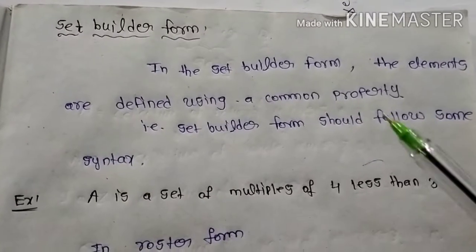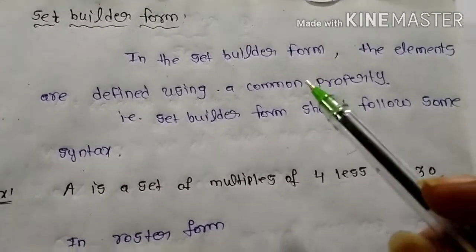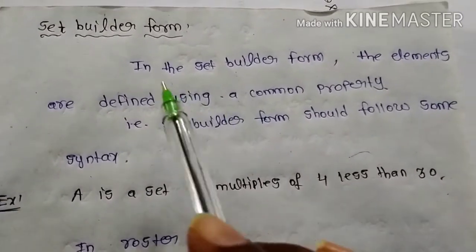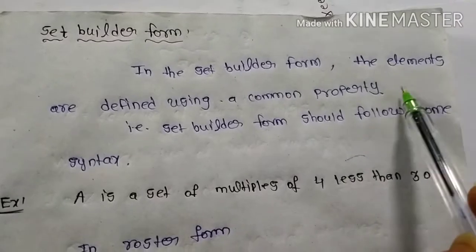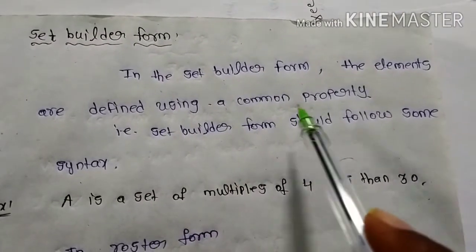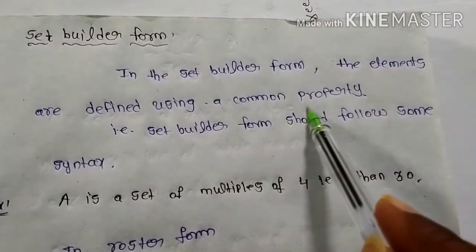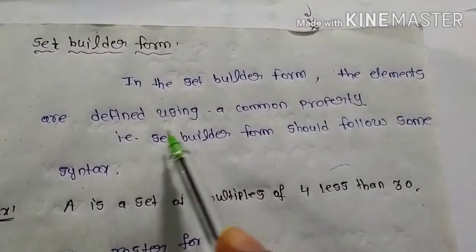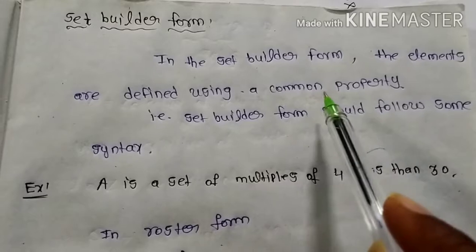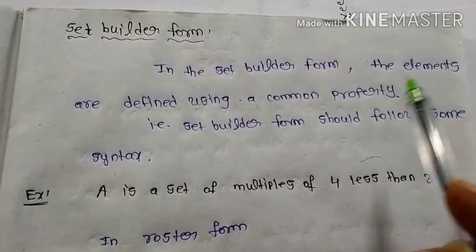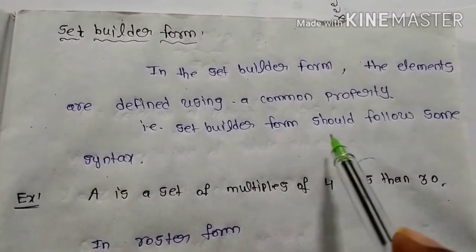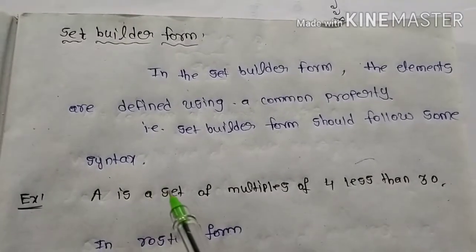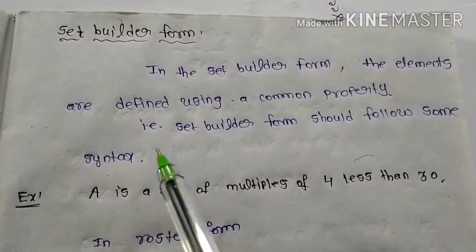Now you can see set builder form. Already we have discussed roster form. In set builder form, the elements are defined using a common property. That means set builder form should follow some syntax. It follows some syntax, which means it is a rule.